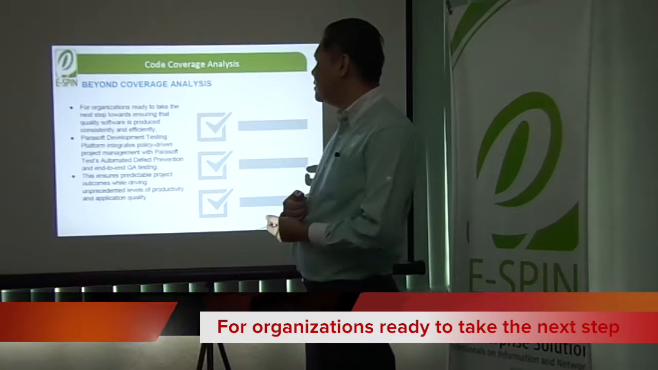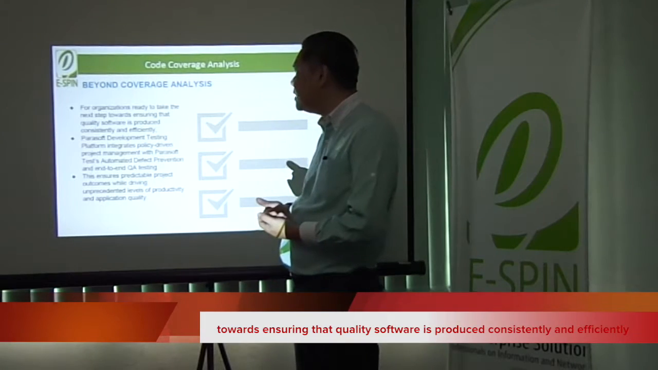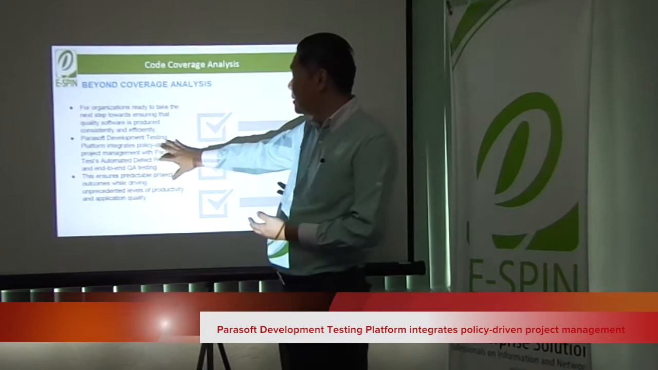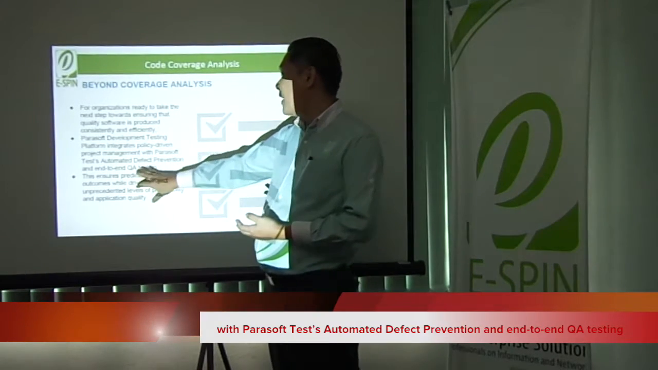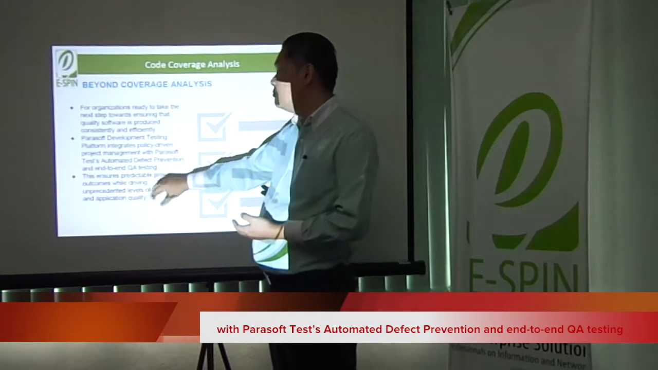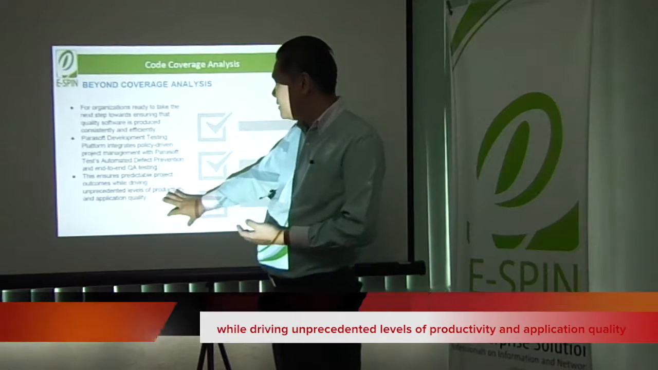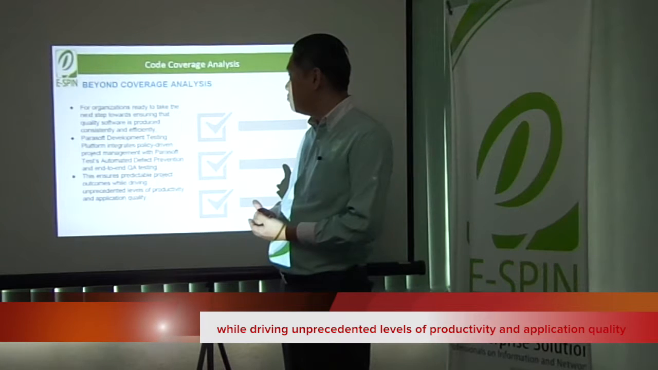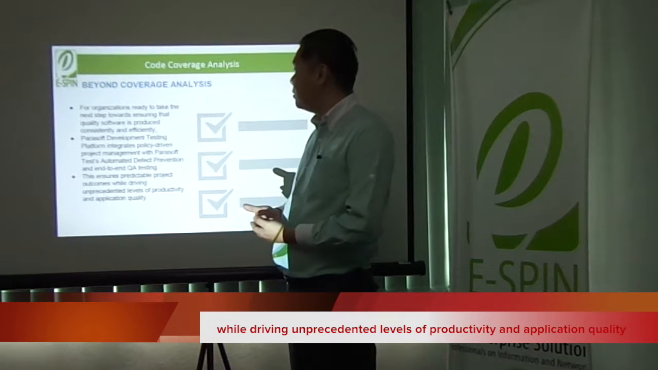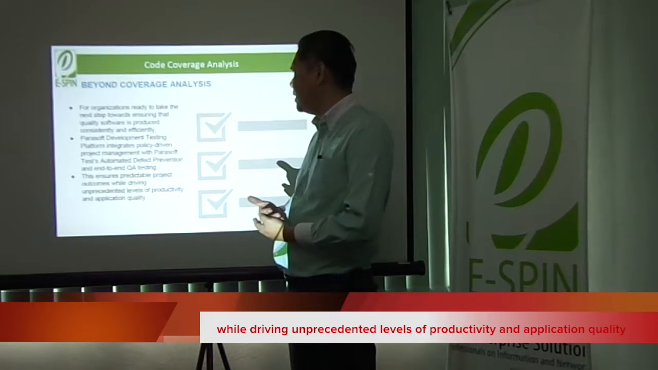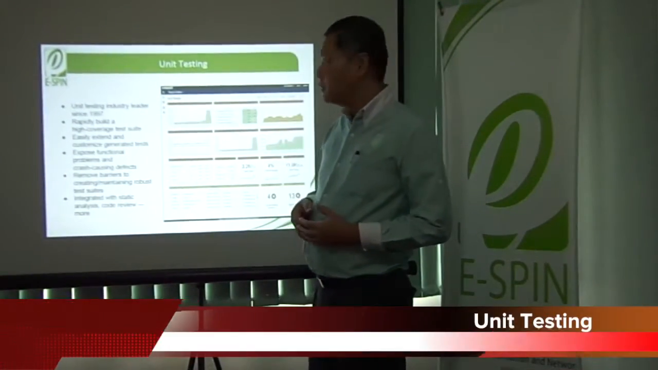For an organization, we need to take the next step to ensure that quality software is produced consistently and efficiently. The Parasoft testing platform integrates policy-driven project management with Parasoft test automation, defect prevention and end-to-end QA testing. This ensures predictable project outcomes while driving unprecedented levels of productivity and application quality. So you can see how this boosts your software development team's productivity and helps them get things done faster. Unit testing overview.